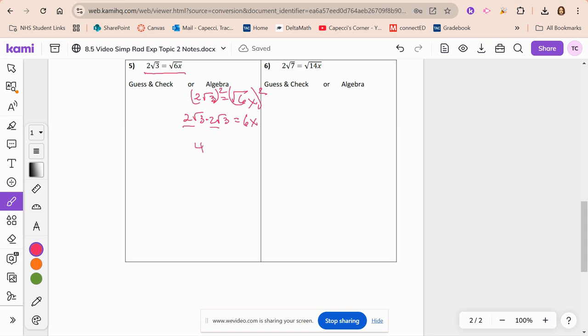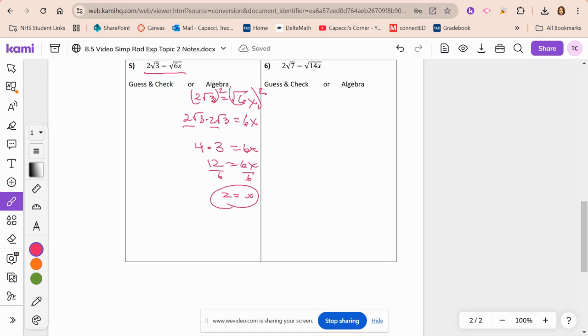2 times 2 gives me 4. Root 3 times root 3 is really the square root of 9, which is 3, right? Root 3 times root 3 is 3, is equal to 6x. So I have 12 is equal to 6x. Divide both sides by 6, and x is equal to 2.